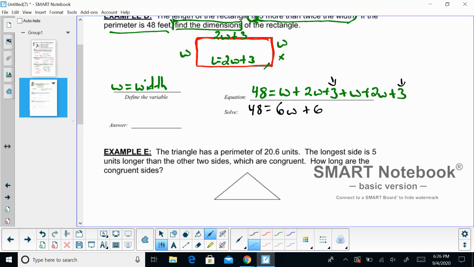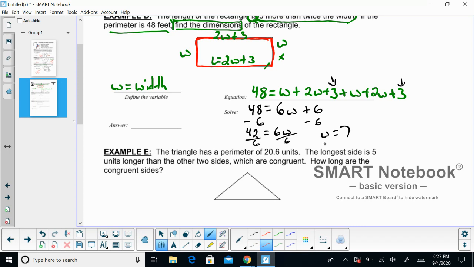Now we'll go ahead and solve. The first thing I'm going to do is subtract 6, so minus 6 from both sides. And that's going to be 42 equals 6W. Now to get the W by itself, we'll divide by 6. And I have W equals 7. 42 divided by 6 is 7. Now we still have to check our work.